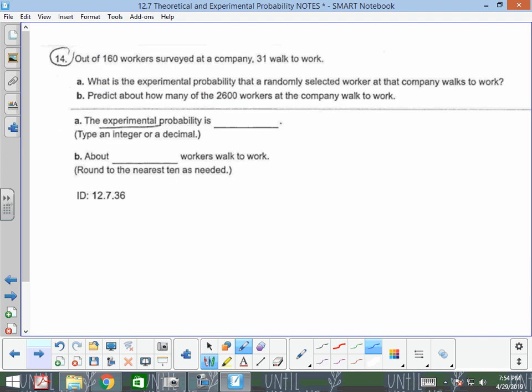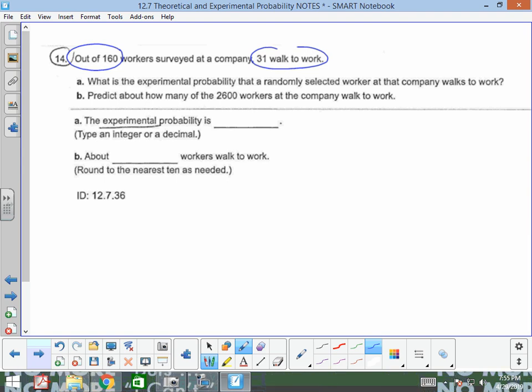Out of 160 workers surveyed at a company, 31 walked to work. What is the experimental probability that a randomly selected worker at that company walks to work? We're going to take our calculator and divide 31 by 160. The reason I'm dividing is because they want a decimal. They do not want us to round this decimal, so make sure you type all the digits. So this is 0.19375.